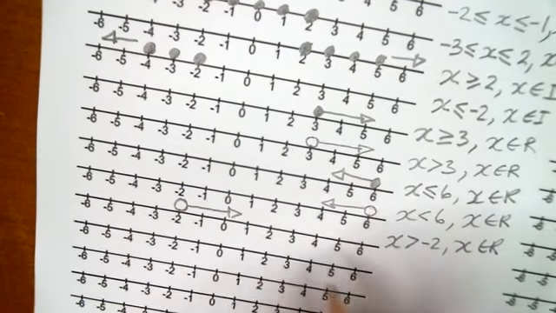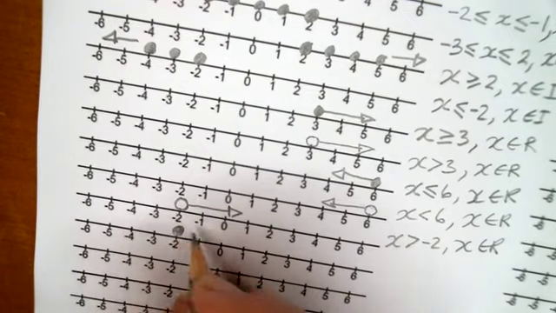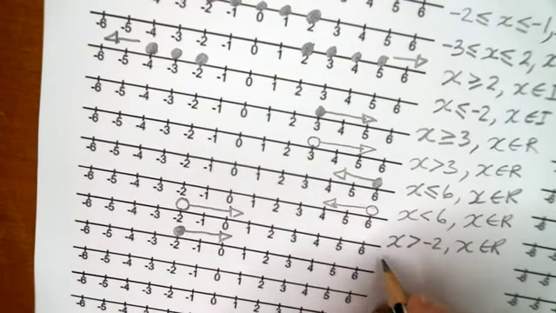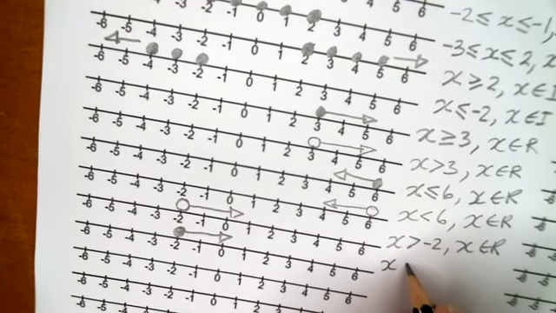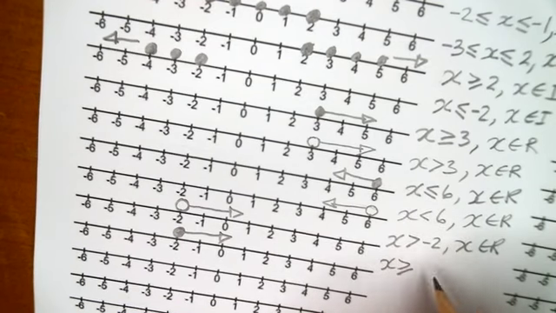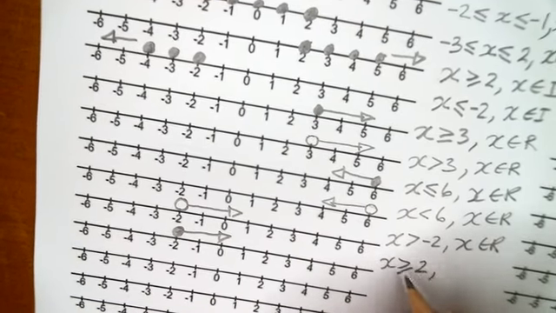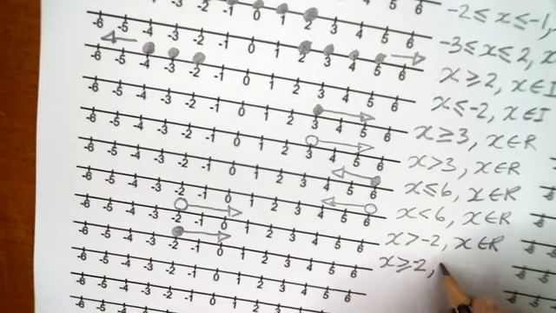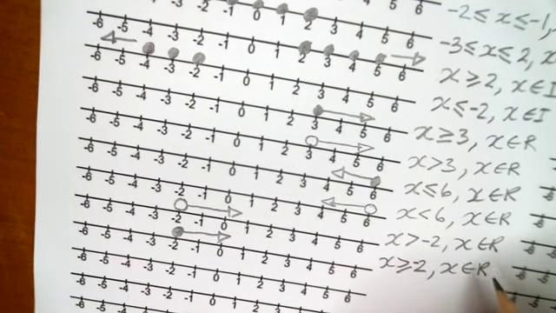Let's say it was including -2. Here it is. Now x is going to be greater than and equal to -2. Oh, sorry, -2. There it is, negative. And x, of course, is a real number.